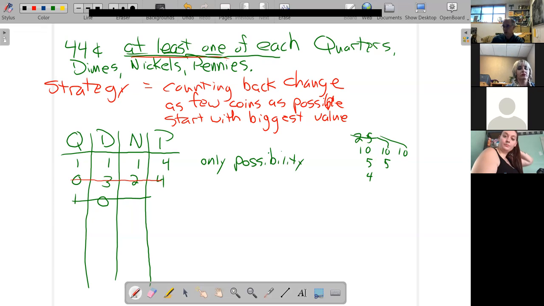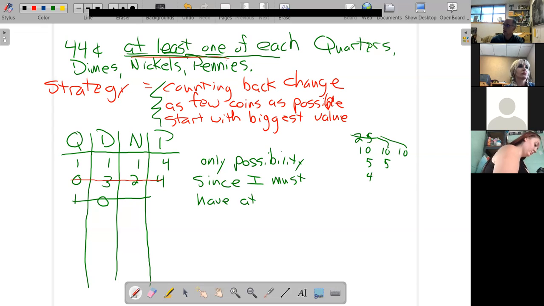And my reasoning that it's the only possibility is one, it's the best possible given my initial strategy. And then I can't give up a quarter, a dime, or a nickel because I have to have at least one. So really, since I must have at least one. Right, that's not an option. We couldn't afford to trade into nickel. So there's only one way.